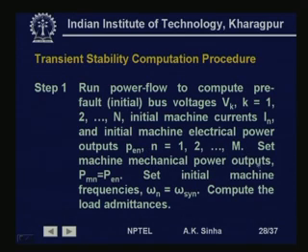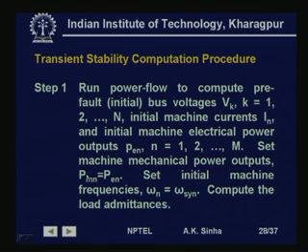Set the machine mechanical power outputs P_m n equal to P_E n, that is, the mechanical power input to the machine is equal to the electrical power output of the machine. For the machines, we are considering no losses, because we are considering only the transient reactances of the system. So, here we have this value. Now, set the initial machine frequencies omega_n equal to omega synchronous, and compute the load admittances. We know the voltages, we know the load power, so we can convert them into constant admittances and modify the Y bus of the system.